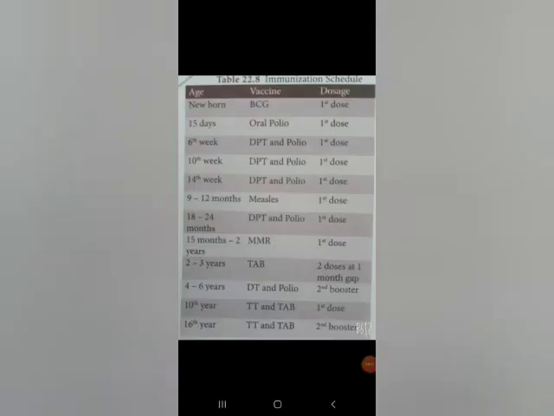Immunization schedule. Newborn, BCG first dose. 15 days, oral polio first dose. 6th week, DPT and polio first dose. 10th week, DPT and polio second dose. 14th week, DPT and polio third dose. 9 to 12 months, measles first dose. 18 to 24 months, DPT and polio booster.